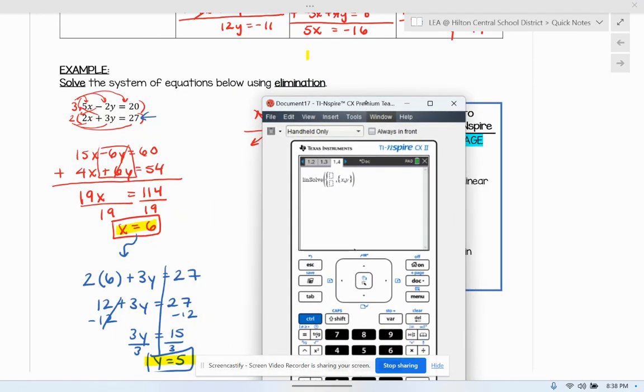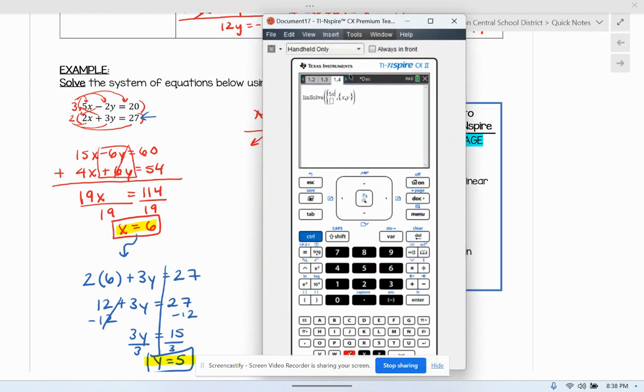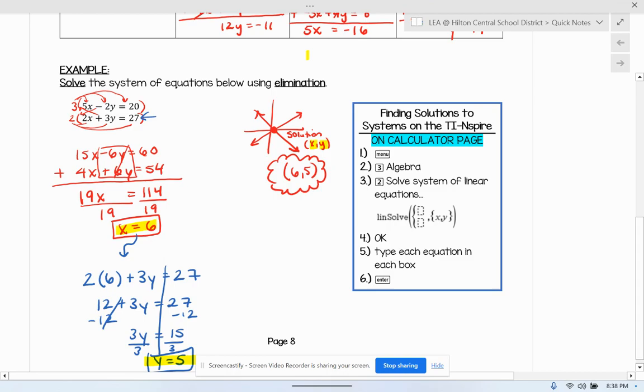So, up top I have 5x minus 2y equals 20. My bottom equation is 2x plus 3y equals 27. I hit enter. Boom. 6, 5. Is that what I got? It was.